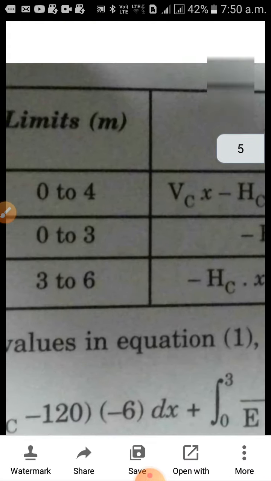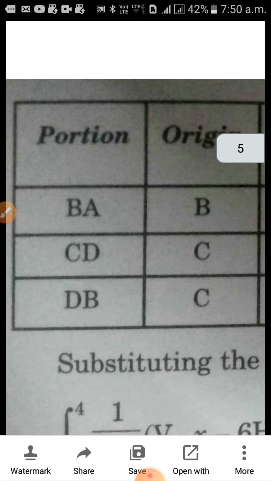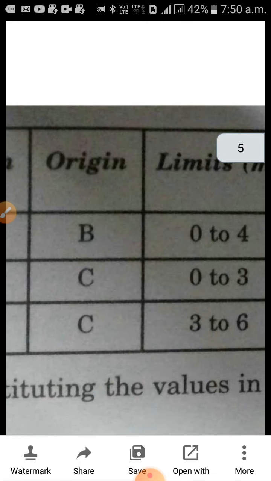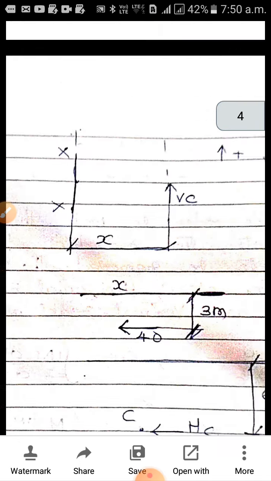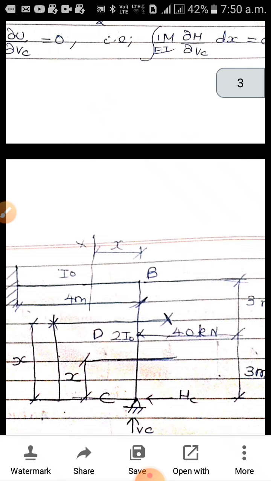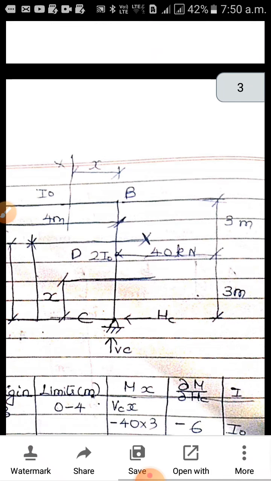So this is a table. Similarly, you can have for CD and DB. CD, origin at C, so 0 to 3. CD can only have 0 to 3. So 0 to 3, and 3 to 6 for the next portion DB. Okay, so this is what we did in the previous one.